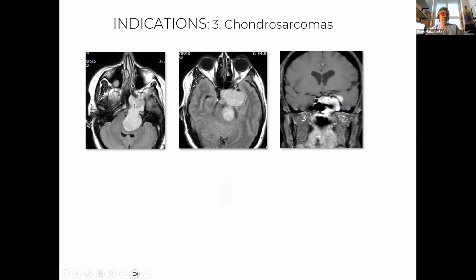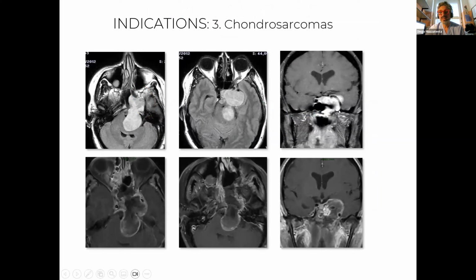Also for the chondrosarcoma, this is a large chondrosarcoma invading the cavernous sinus and entering the posterior fossa, displacing the carotid artery laterally. This is the early postoperative MRI. This was the MRI after 1 year, and this is the control after 4 years of follow-up.